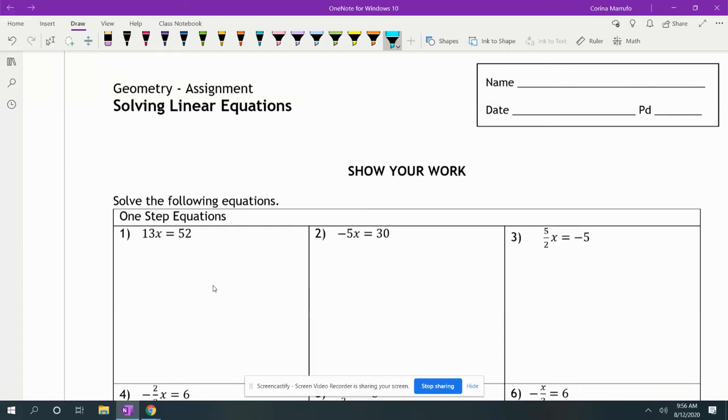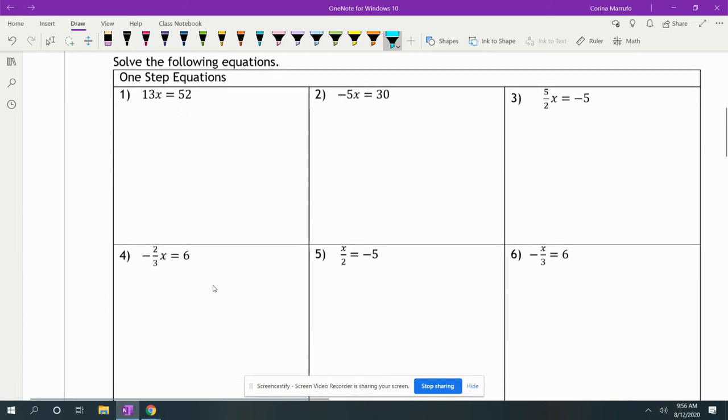Okay, so for today, we're going to be solving linear equations. So our first one is one-step equations. For one-step equations, what that means is that it's only going to take one step to solve this equation.